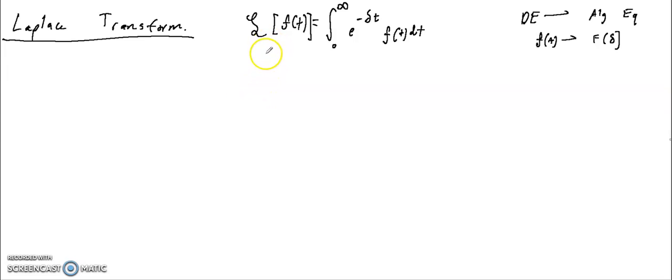So what this is saying is the Laplace transform, which is this curly L thing, of the function that you put into it is going to equal the integral from 0 to infinity of e to the minus st times that function you plugged in times dt. And notice we have two variables, s and t. We're integrating with respect to dt.